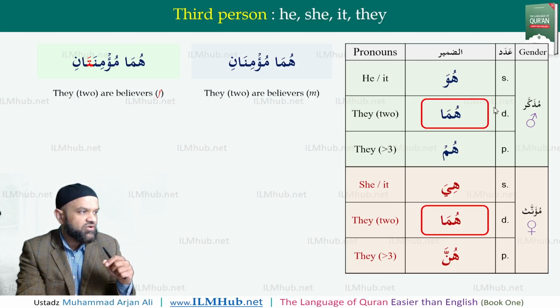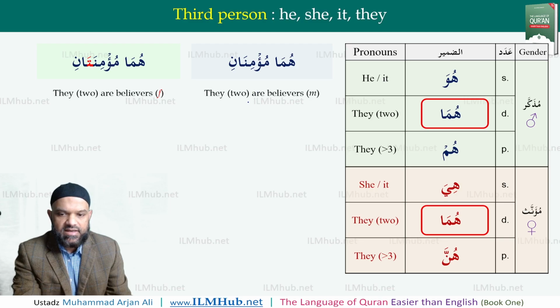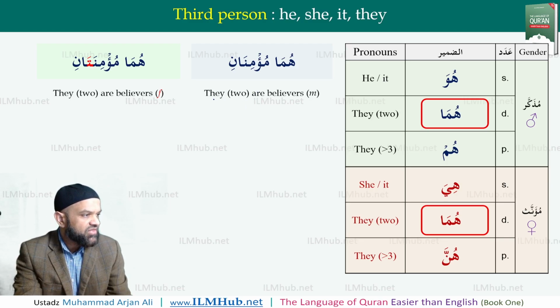For example, here I've got huma mu'minani. Now you should be able to work this out already from what we've learned in lesson number 4 with number. They too are believers. Of course, here mu'minani is masculine, indefinite, and dual. And here, of course, it is rafa. So these things should be easy for you now, inshallah.